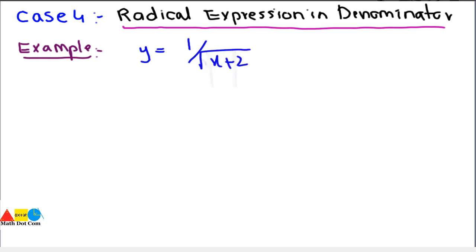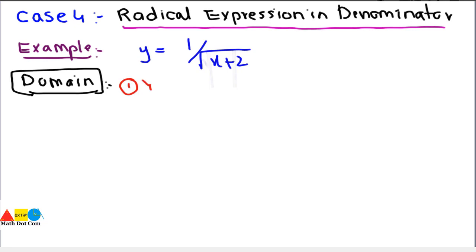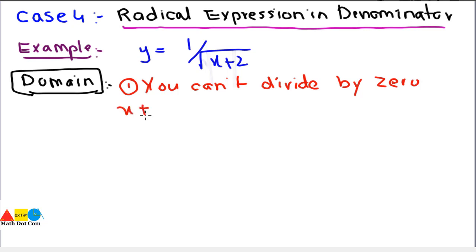So let's find the domain first. As we have the square root here as well as the denominator, we have to check both the conditions. Condition number 1 is you can't divide by 0. For that we have to equate the expression in the denominator with 0. So x plus 2 should not be equal to 0, so we can write x should not be equal to minus 2.